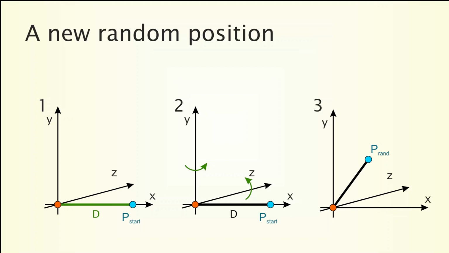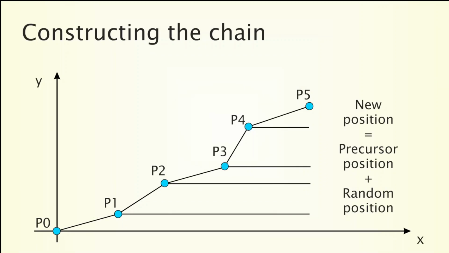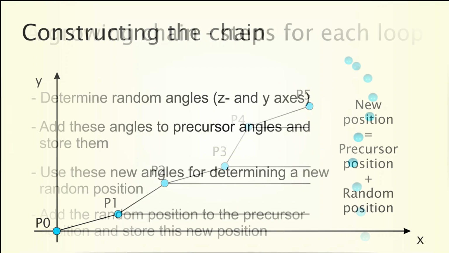This way we arrive at our new random position, which still has to be placed on top of the growing chain. How is this done? Similar to the angle, simply by adding our new random position to the precursor position. This means also in this case we have to store all the positions, but this has to be done anyway since we want to fill them with metaballs in a later step.